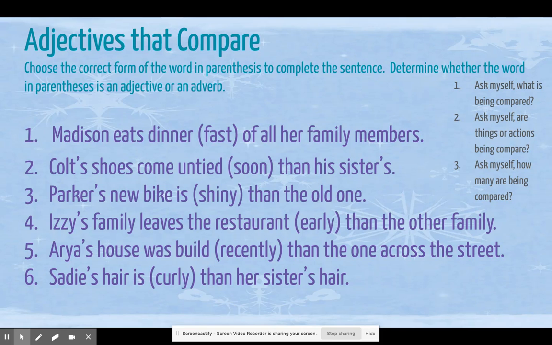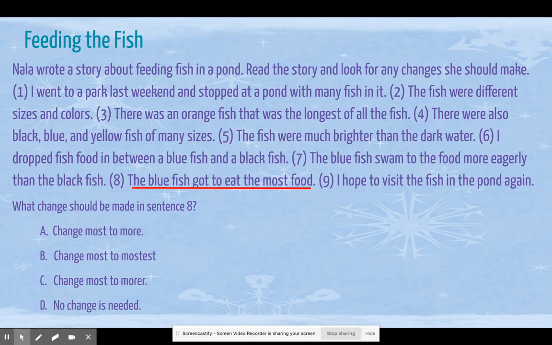Sadie's hair is curly than her sister's hair. What is the correct form of curly? You should have said curlier. And is this an adjective or an adverb? This is an adjective because it is comparing hair. Hair is a thing, and we're comparing 2 of the people's hairs, Sadie's hair and her sister's hair. So we add ER. To make curlier correct, you would need to take away the Y and add ER, IER.